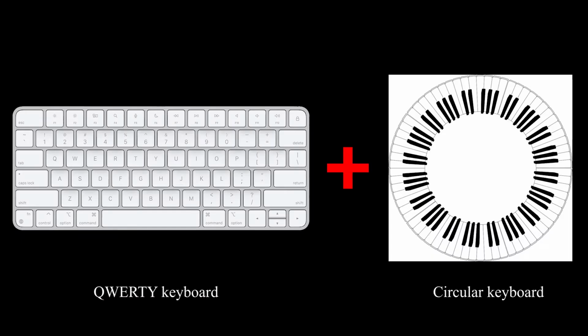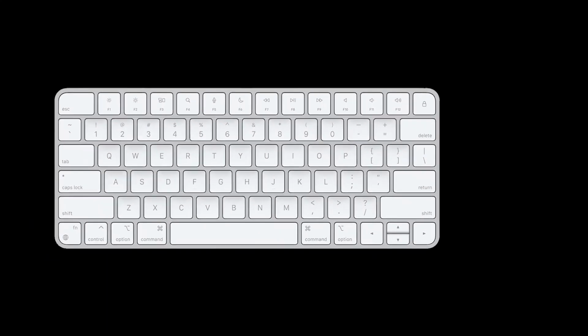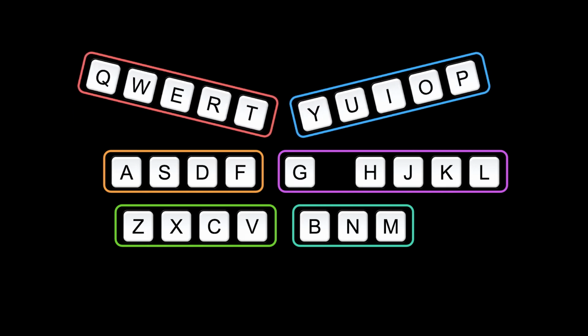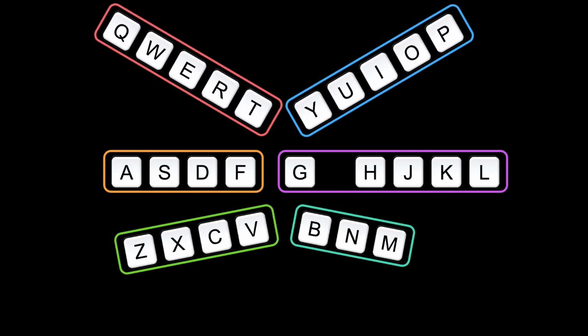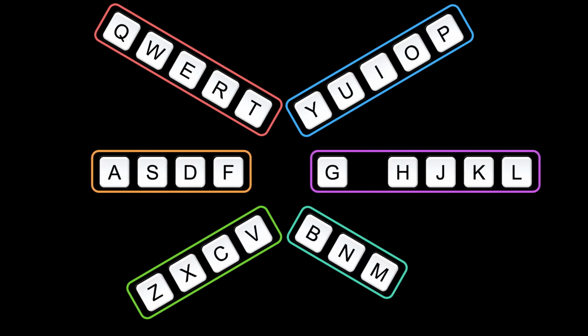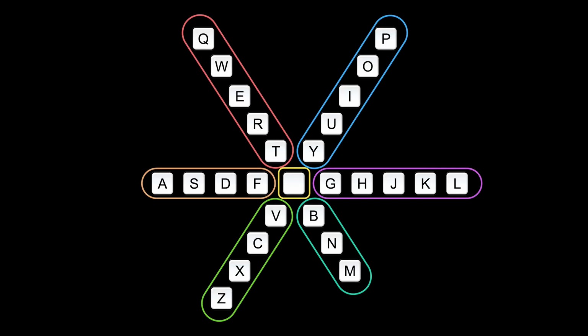In terms of layout design, it was a hybrid of the QWERTY and circular keyboard. We divided the QWERTY keyboard into 6 parts. Rotated the upper 2 parts upward. Rotated the lower 2 parts downward. And then placed the space key in the center of the middle 2 parts. Finally, a flower-shaped keyboard was formed.